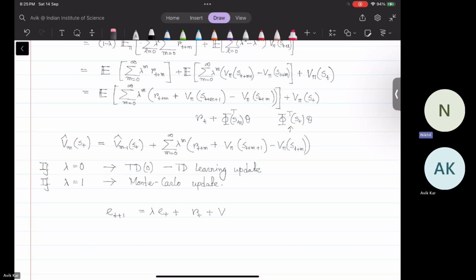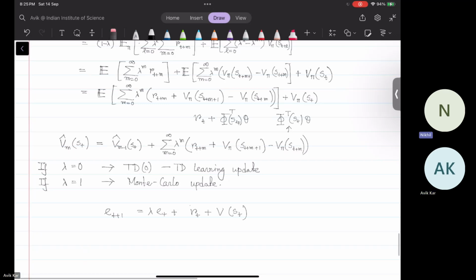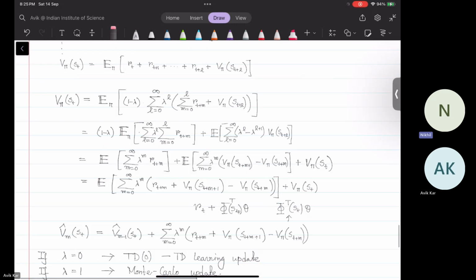I may do some mistake, but I get the idea. This is basically how it is: you multiply the previous error by lambda. Yes. So that's how you do it, incrementally. Okay, makes sense.